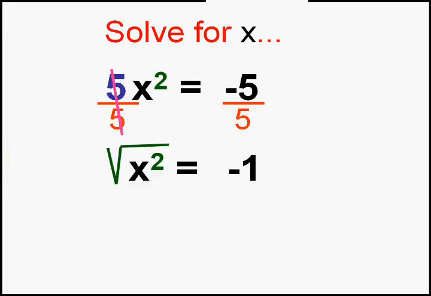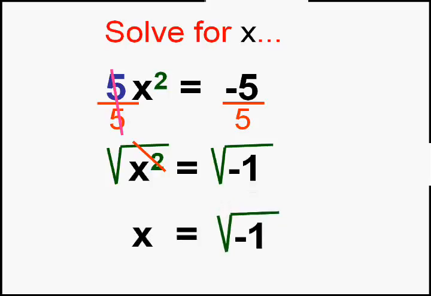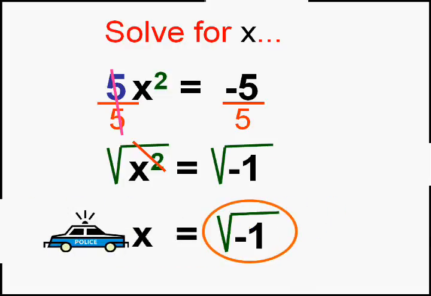Now I use my secret weapon. We use the rooter, remember? Of course, if I do it on one side, I have to do it on the other. Well, on the left side, the square root of x squared is x. On the right side, the square root of -1. Uh-oh, obviously this could happen. But we can't have the square root of a negative number.